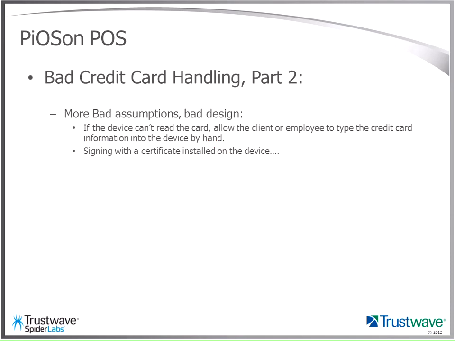So, the other bad idea they came up with. Let's pretend that they didn't do something silly like that and did have a card reader encrypting at the head. The other bad idea they came up with was the feature that says if the card reader doesn't work or the card is demagnetized and you can't run it through the stripe, you can type it in by hand. It's also signed with a certificate that's installed on the device.